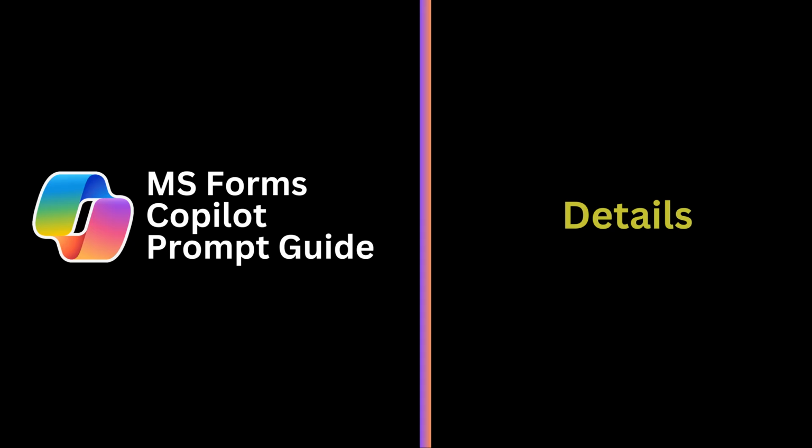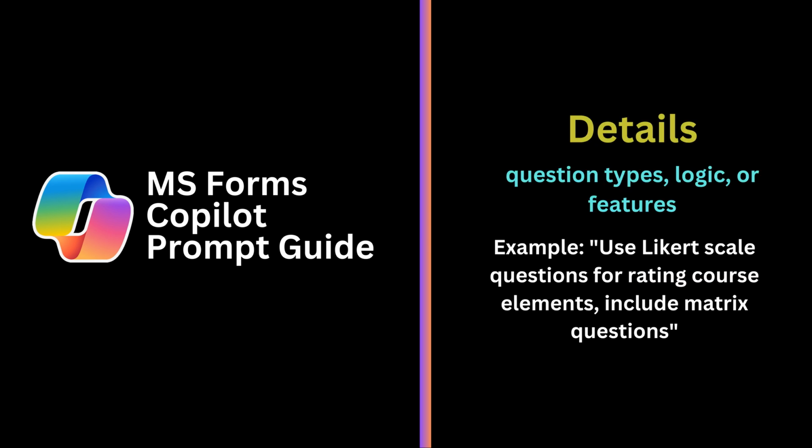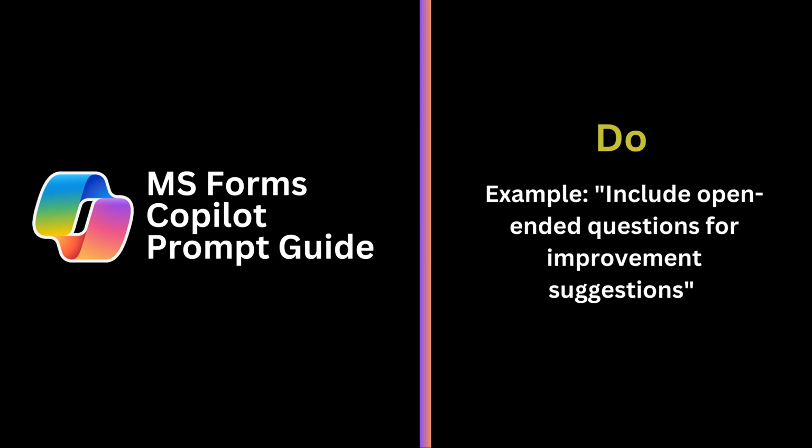The third one here is the details. This has to do with technical specifications and some specific requirements. This is where you tell Copilot about specific question types, logic, or features you want to include. Example, use Likert scale questions for rating course elements, including matrix questions. Number 4, do. This is the specific element that must be included. This ensures Copilot doesn't miss a critical component. Example, include an open-ended question for improvement suggestions.